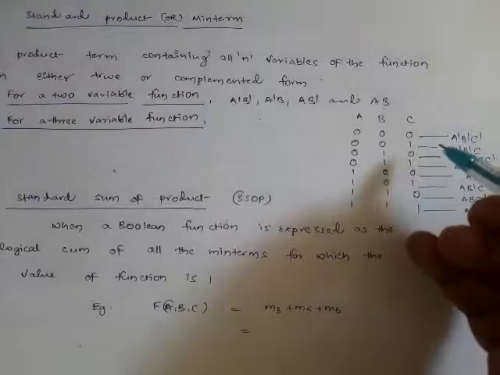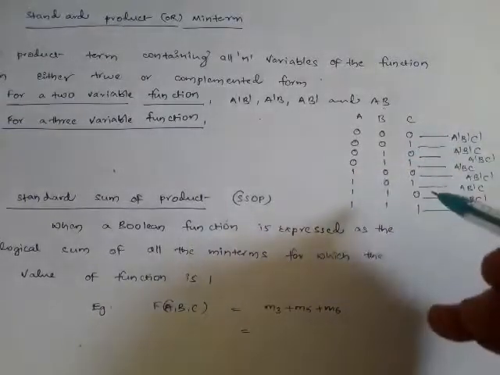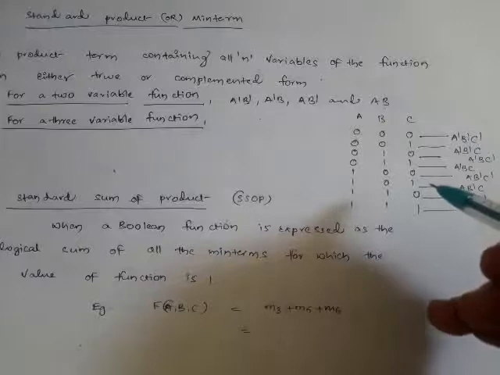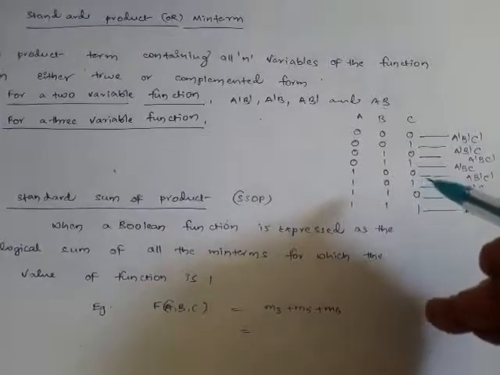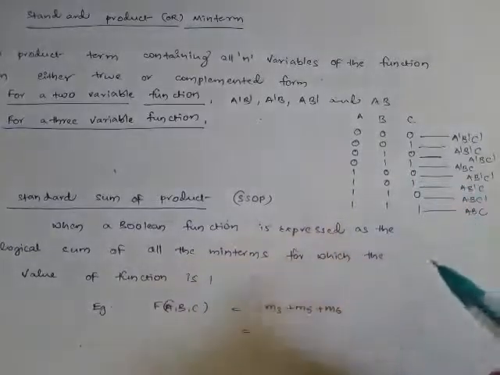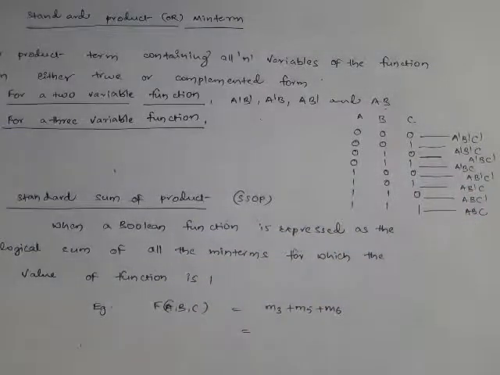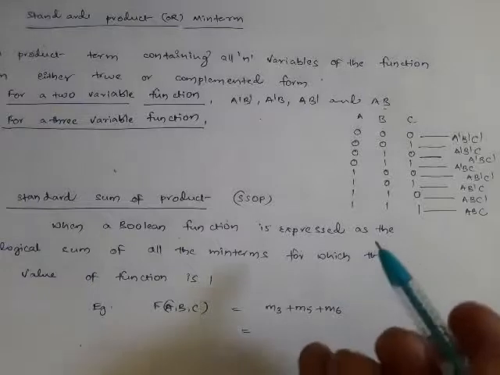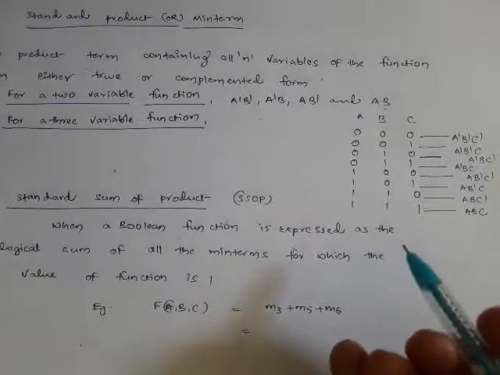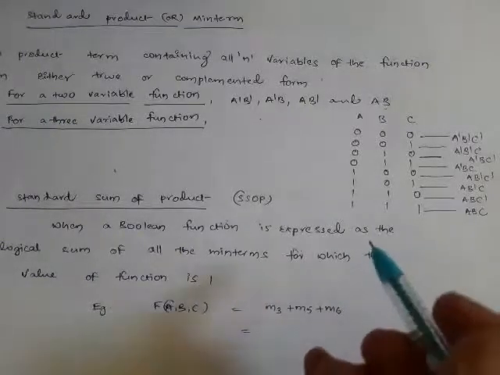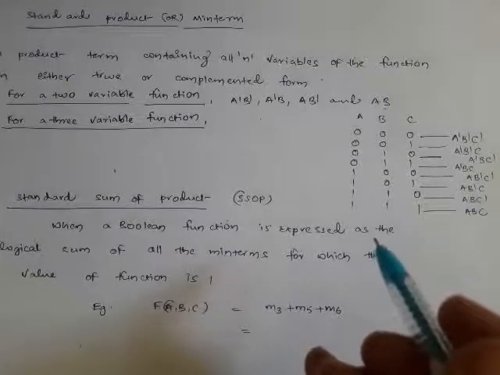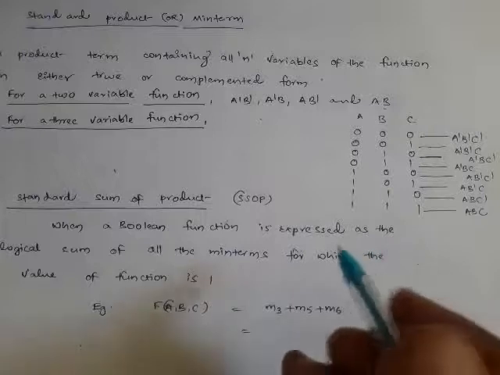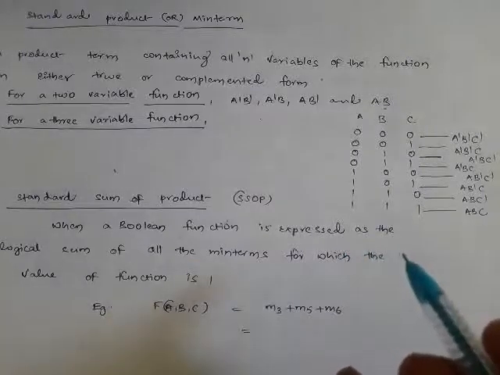So for an n variable function, the number of standard products or number of minterms will be 2 power n, where in each minterm or in each standard product, the variable is present in its original form if its value is 1, and the variable is present in its complement form if its value is 0.